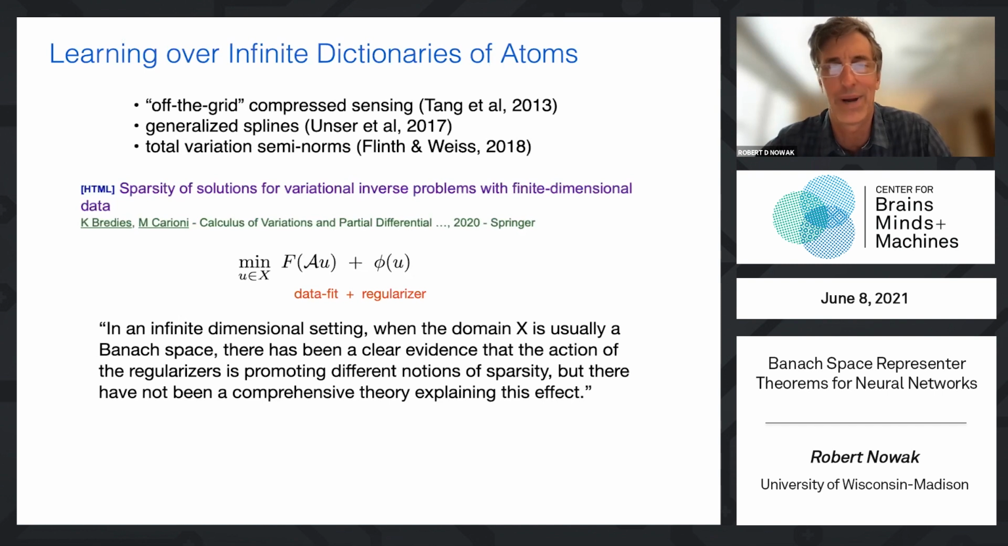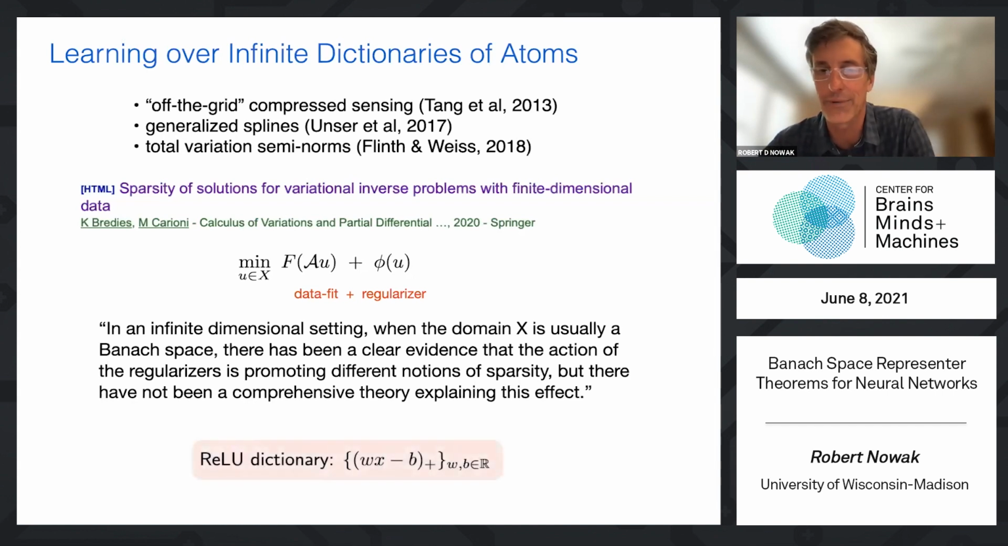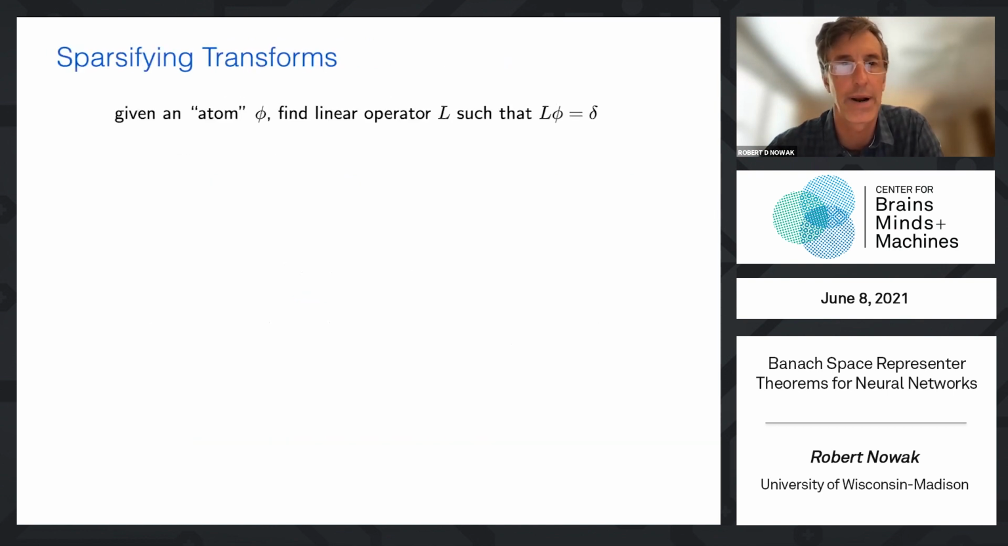And after looking through this literature and coming across their paper, we were like, aha, we see how we can use this to study neural networks. And so really what Rahul and I did is try to take the general theory that came out of this total variation type of analysis and specialize it to the case where we were looking at rectified linear units as our atoms or our dictionary elements.